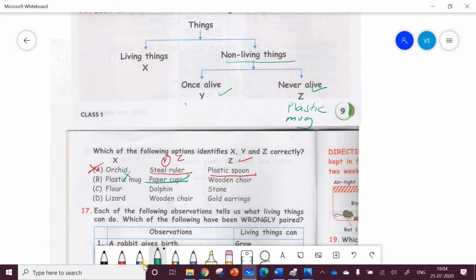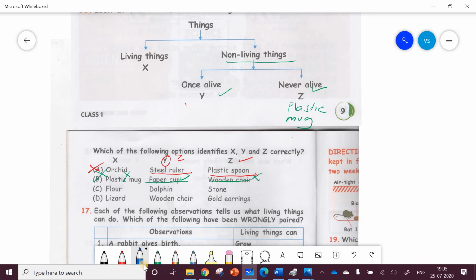Okay, what about the wooden chair? Where will the wooden chair come? Remember, wood can be living because wood comes from a plant. Where should it be, in X, Y, or Z? Do you think wood was never alive? No. Once it was alive. So where should it come? Once alive. So even the wooden chair is in the wrong category. So this cannot be our answer.